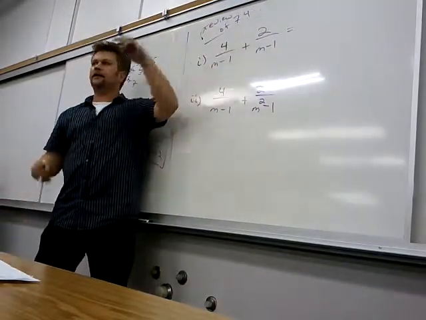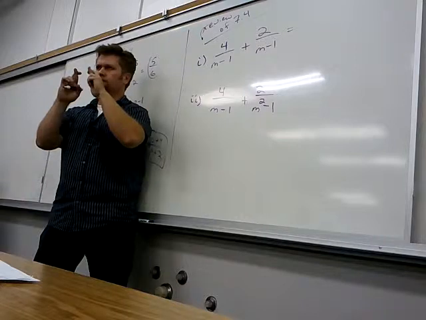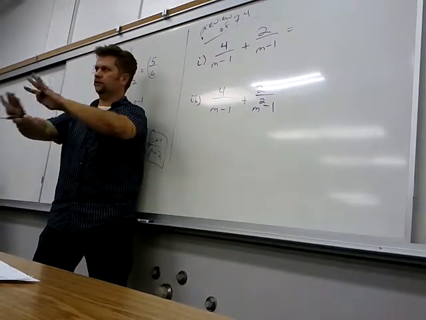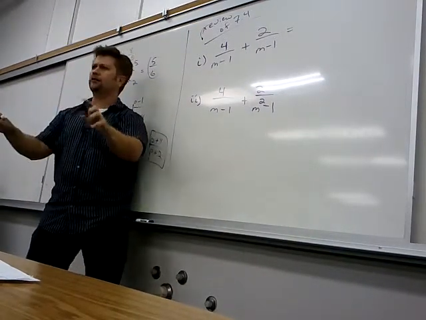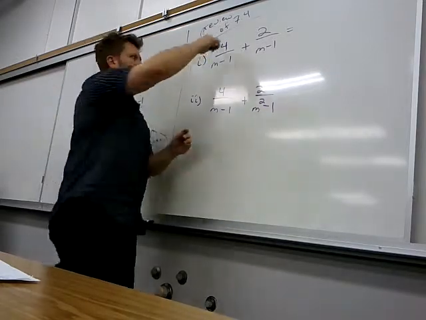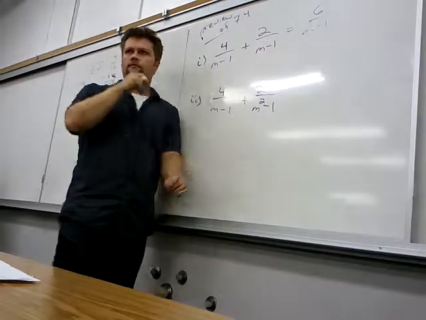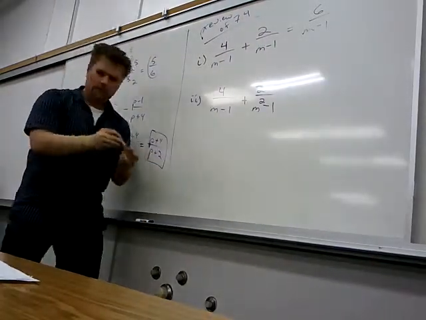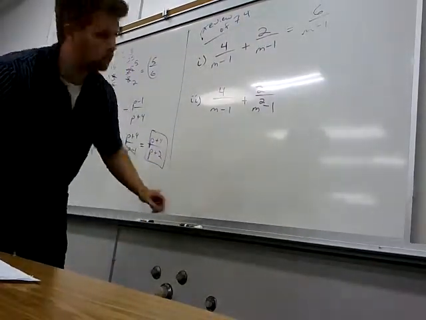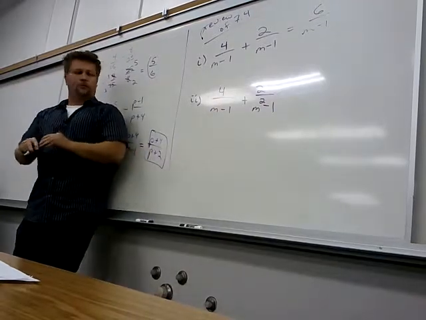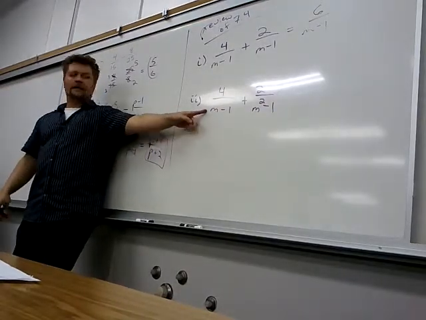So what do you get when you add those together? 6 over n minus 1. Good. 6 over n minus 1. Not 6 over n minus 1 squared somehow, right? It's 4 of these plus 2 of these is 6 of these. This one's kind of done. So what do I do about this guy?